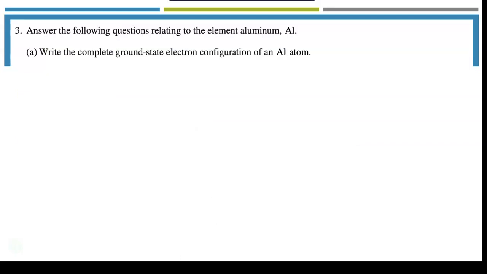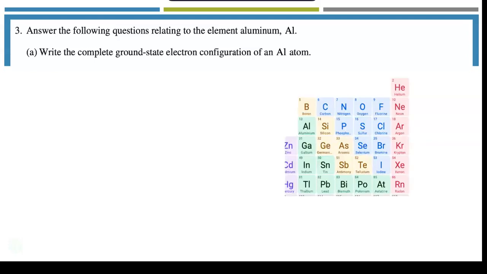Answer the following questions relating to the element aluminum. Part A, write the complete ground state electron configuration of an aluminum atom. So if we look at our periodic table, aluminum has an atomic number of 13, and that tells us that a neutral aluminum atom has 13 electrons. Based on the position in the periodic table, we see that we're in period 3, and that tells us that the highest occupied energy level for the outermost electrons of aluminum is energy level 3. And it's in the p block. Specifically, it's in the first column of the p block. And that tells us that the last electron of the electron configuration will end as 3p1.